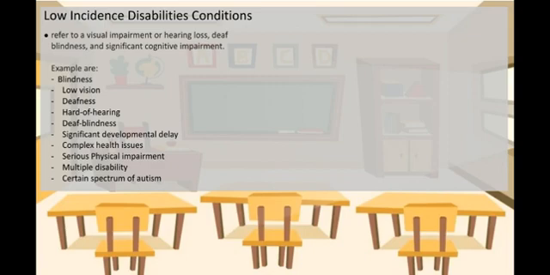Next is the serious physical impairment. Those who have cerebral palsy, multiple sclerosis, epilepsy, carpal tunnel syndrome, amputations, and spinal cord injuries. We also have multiple disabilities. Ano siya, more than one disability or disorder na pwede magdungan-dungan. Then last is a certain spectrum of autism.